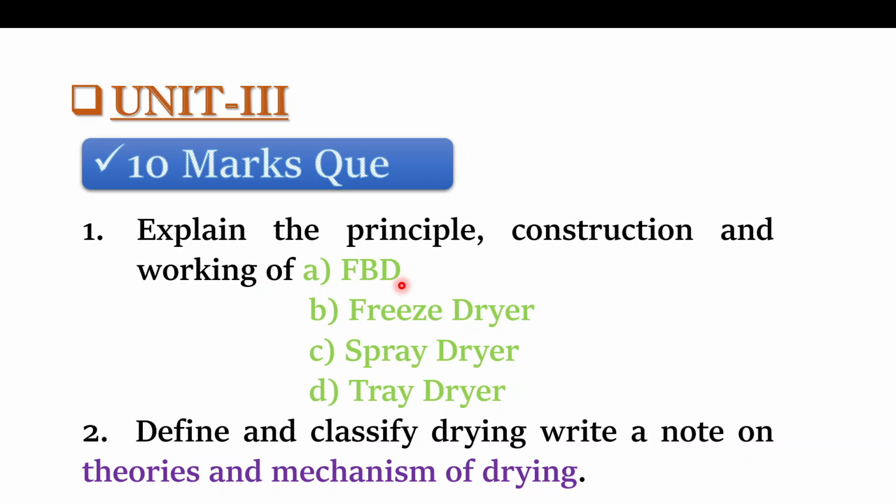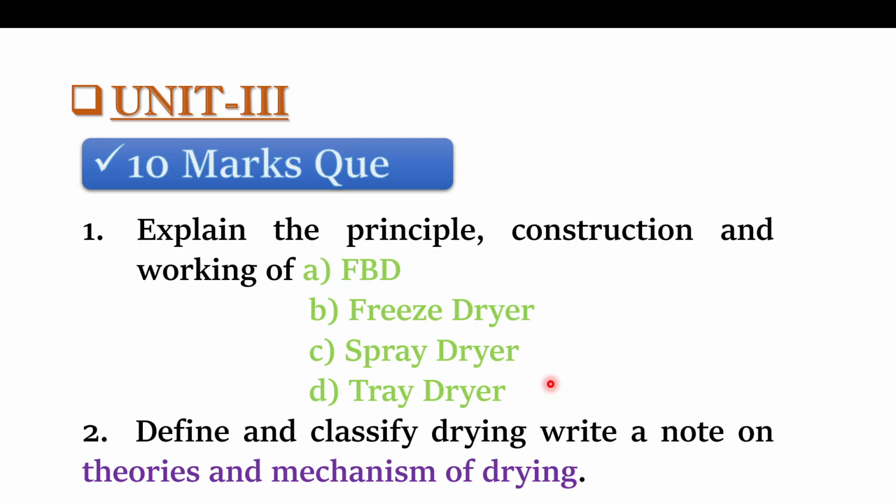First of all, remember the long form of FBD. Important: FBD is the fluidized bed dryer. Then freeze dryer. A similar question is the principle, construction, and working of the freeze dryer. Similarly, spray dryer and tray dryer. The principle, construction, and working of all the dryers. So prepare these dryers very well.